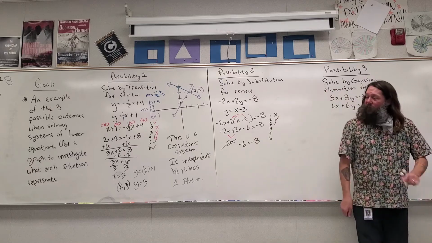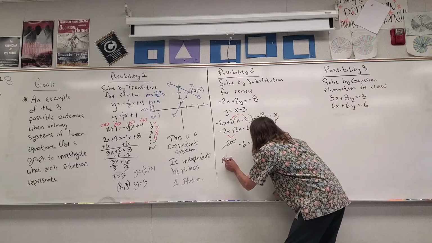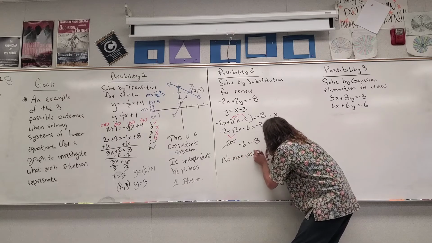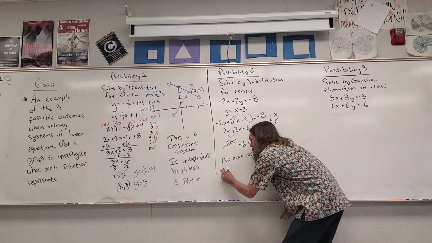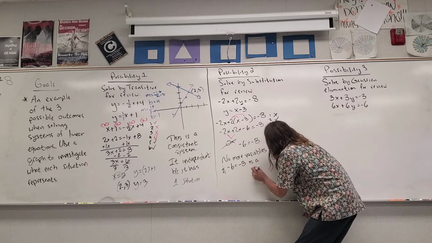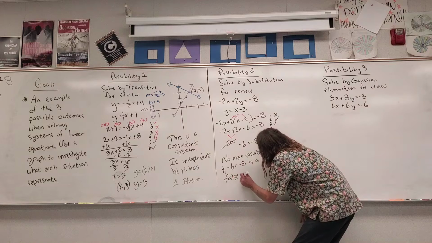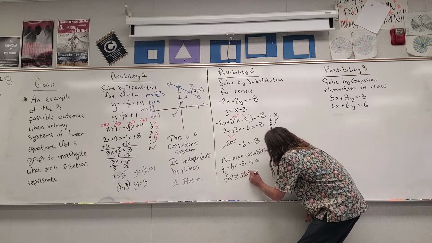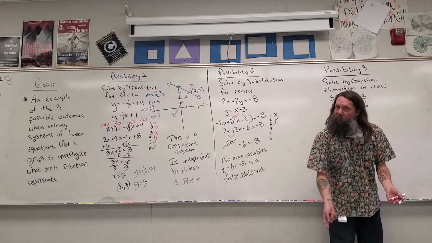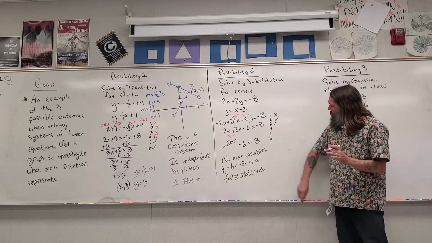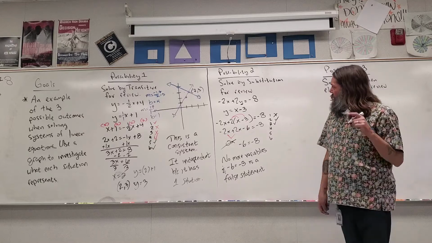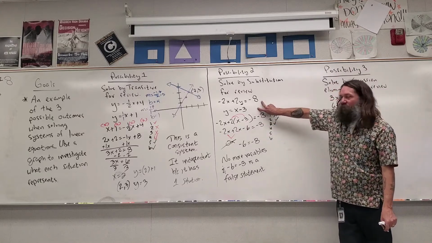This is a problem. There's no more variables. And, this is important, minus 6 equals minus 8 is a false statement. Okay? This is a symptom of one of the 3 possibilities. So we know that the variables canceled out. I can't go any further to solve, and I ended up with a false statement. So what I'm going to do is I'm going to graph these 2 equations and see what's happening here.